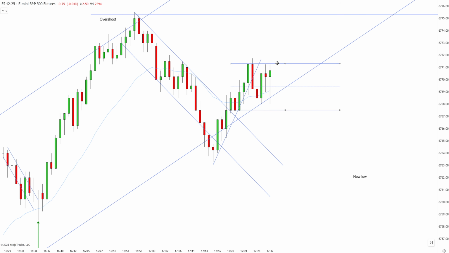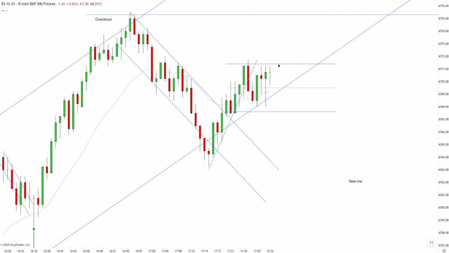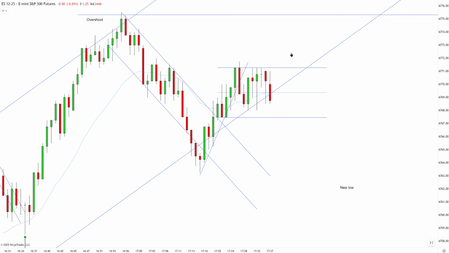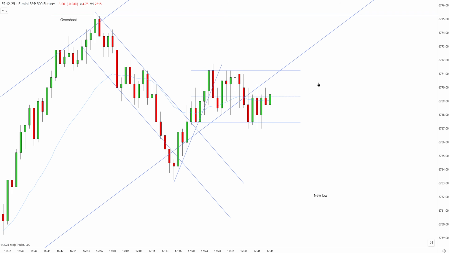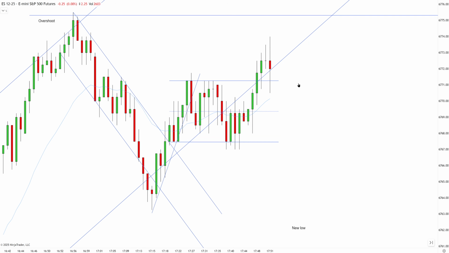Okay, I was ready to go long here, but there was no trigger, no break above, so there's actually no entry, which is good. Market is correcting, and at this point it's simply too congested. This is a no trade zone. I'm not gonna take any setup in this congestion.